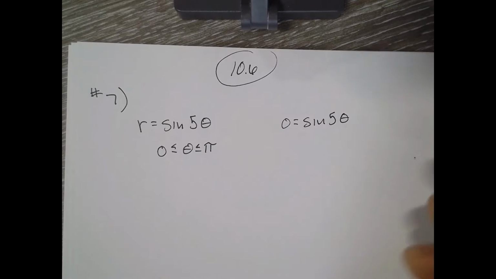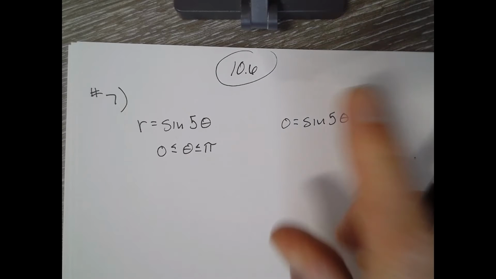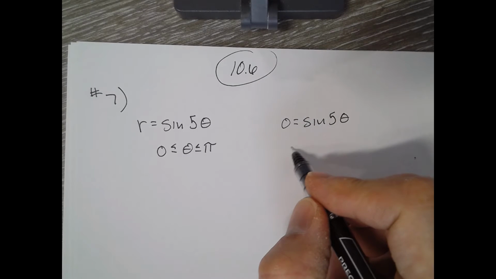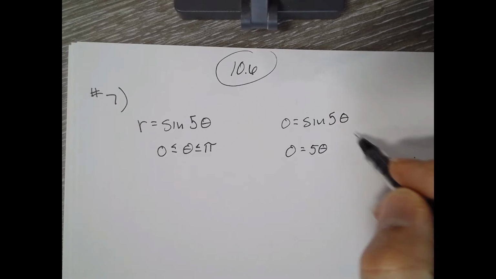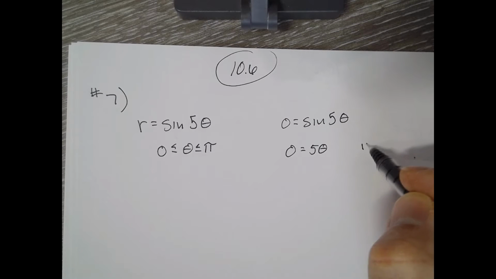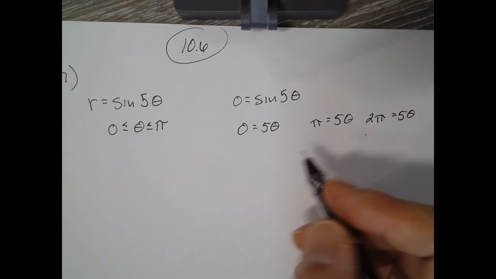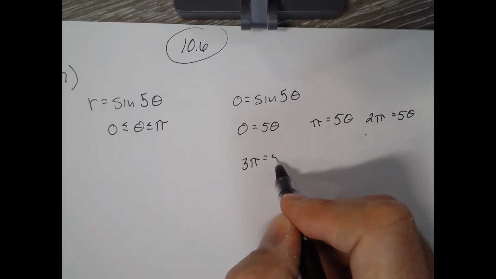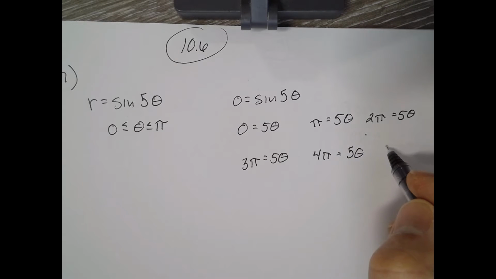When is the first time that sine is equal to 0? Sine of what angle is going to be equal to 0? 0. So 0 equals 5 theta. The next time sine is 0 is at pi, so pi equals 5 theta. The next time is 2 pi equals 5 theta. 3 pi equals 5 theta. 4 pi equals 5 theta. 5 pi, equals 5 theta.